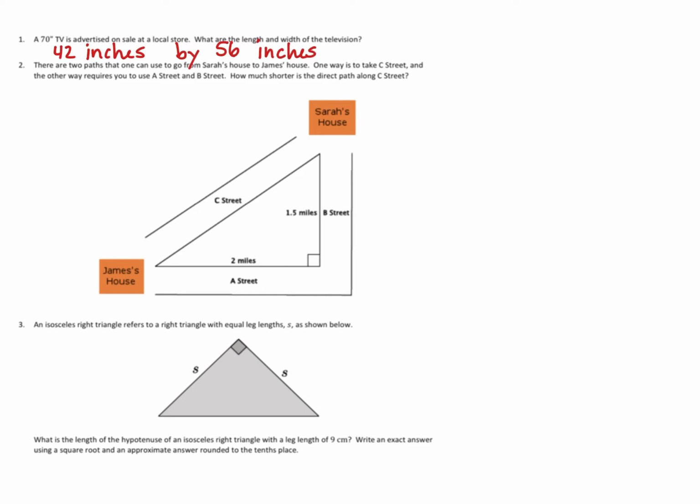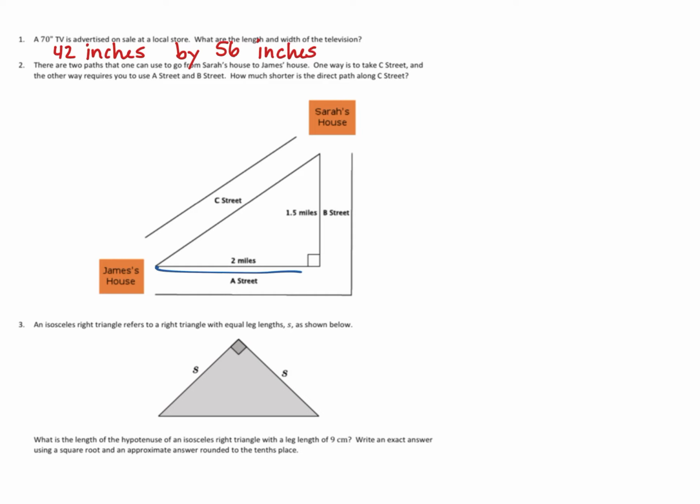Okay, number 2. There are 2 paths that one can use to go from Sarah's house to James's house. One way is to take C Street, and the other requires you to use A Street and B Street. How much shorter is the direct path along C Street? So we have to figure out how long C is, but it creates this right triangle here, which means we can use the Pythagorean theorem again.